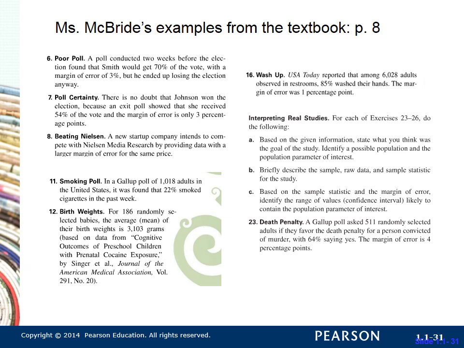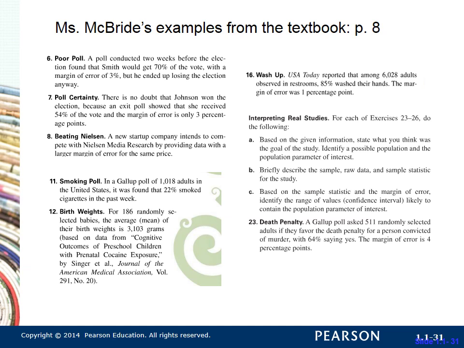All right, so 85% wash their hands. So I would add 1% to get the higher range, and I would subtract 1% to get my lower range. So, hence, your confidence interval would be 85 minus 1 is 84, 85 plus 1, 86. So you could say that there was a range of 84 to 86% of the population that washed their hands. Right. That would be about the population, the confidence interval.